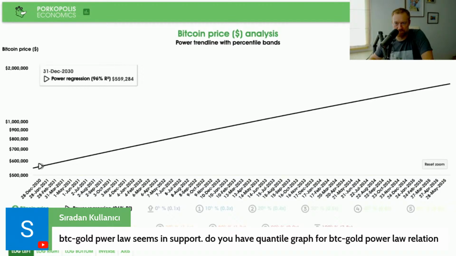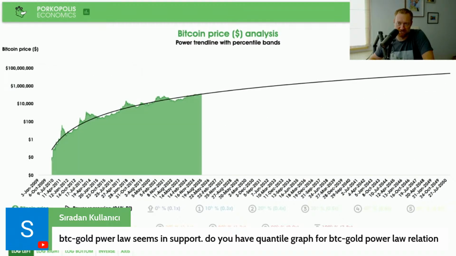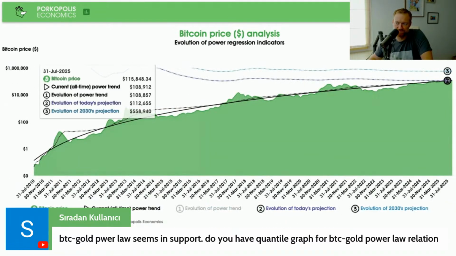$559,284. 559,284 is the current all-time trend line projection. Right, so you see my model is working. Number 3 is showing you what today looks like, the price will be in 2030. And going back in time, the fact that this is remarkably consistent around this $500,000 to $600,000 number.